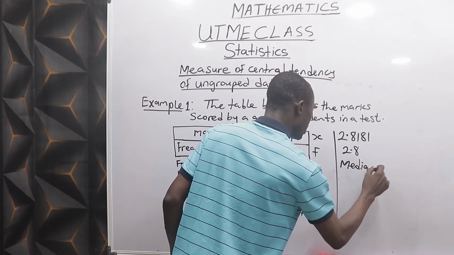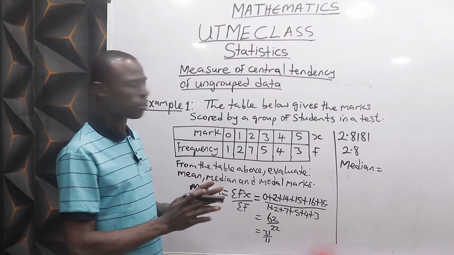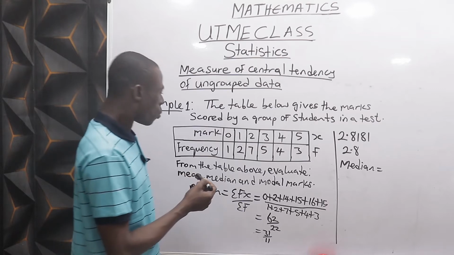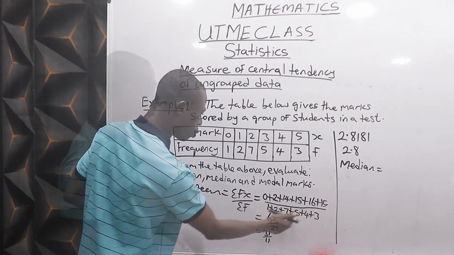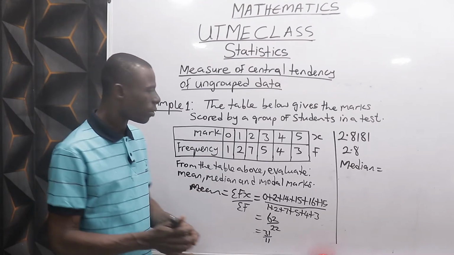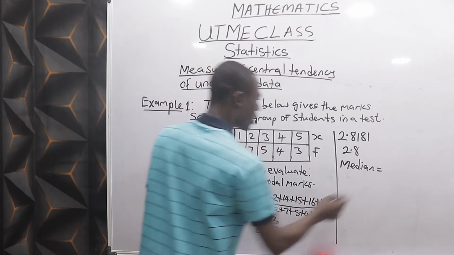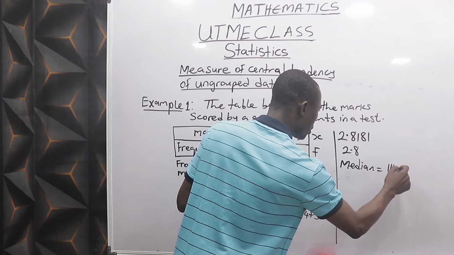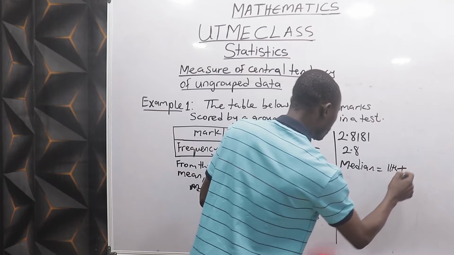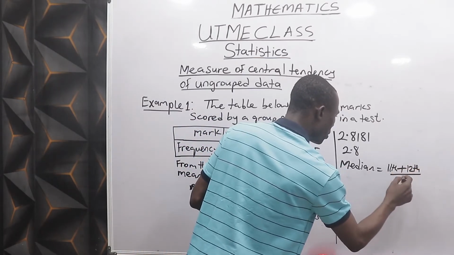Median is gotten as this. Please listen at this juncture. You find the addition of the frequency, which is 22. Half of the 22 is 11. So your median will be gotten at 11th position plus 12th position divided by 2.